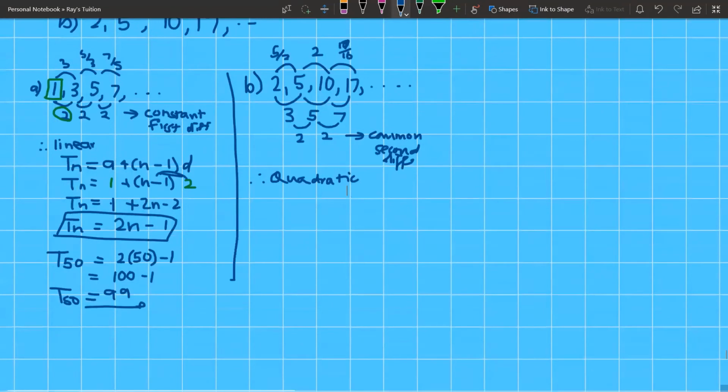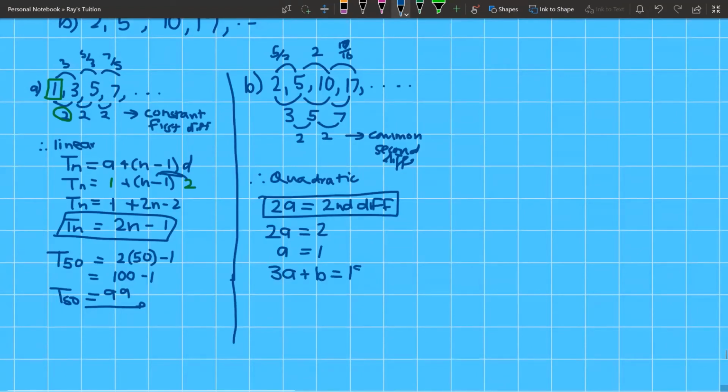If you're not sure what we are talking about, please watch our quadratic sequence series. The first formula we use is 2a is equal to our second difference. So we get 2a is equal to 2, and we solve and get a is equal to 1. The second formula is 3a plus b is equal to our first difference, the first one over there. So 3 times 1 plus b is equal to 3, so 3 plus b is equal to 3, so b is equal to 0.